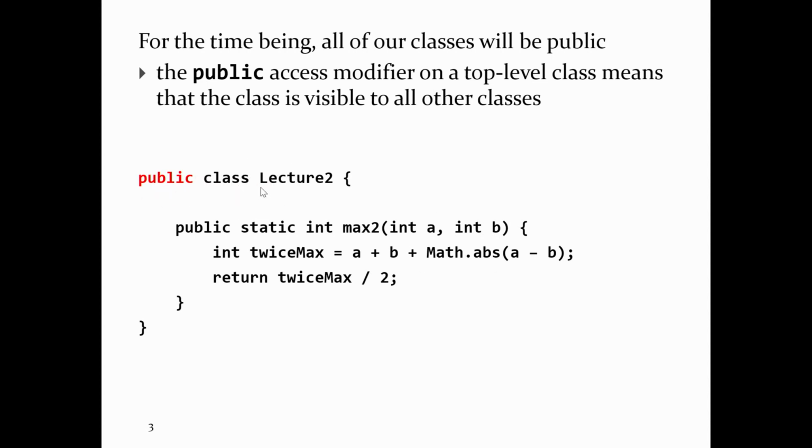When you declare your class, you need to say class and then the name of the class. For the time being, all of our classes are public. Someone asked what exactly this means in a previous lecture. For now, all that you need to know is that this thing public is what's called an access modifier. It simply states that the class lecture 2 is visible to all other classes. That's what public means. You don't have access modifiers in Python, so these are new.